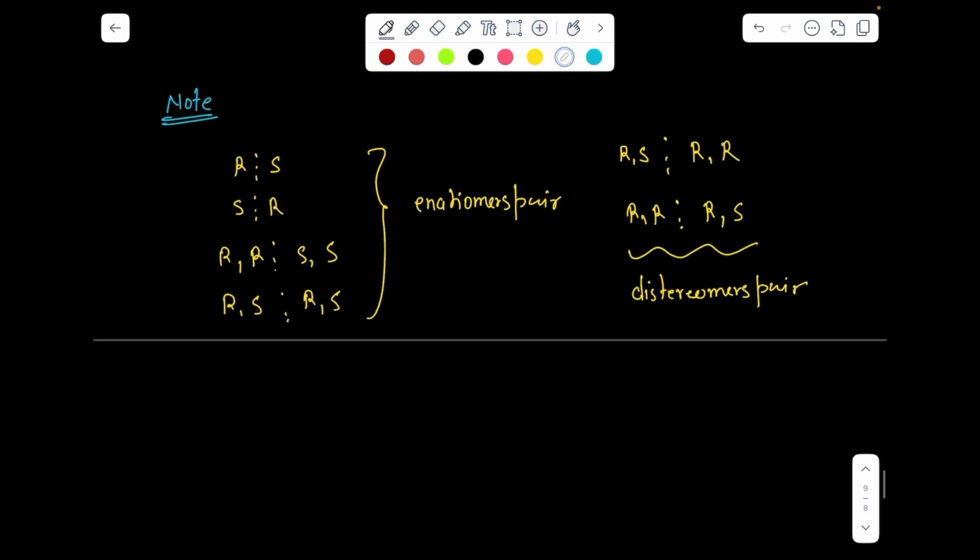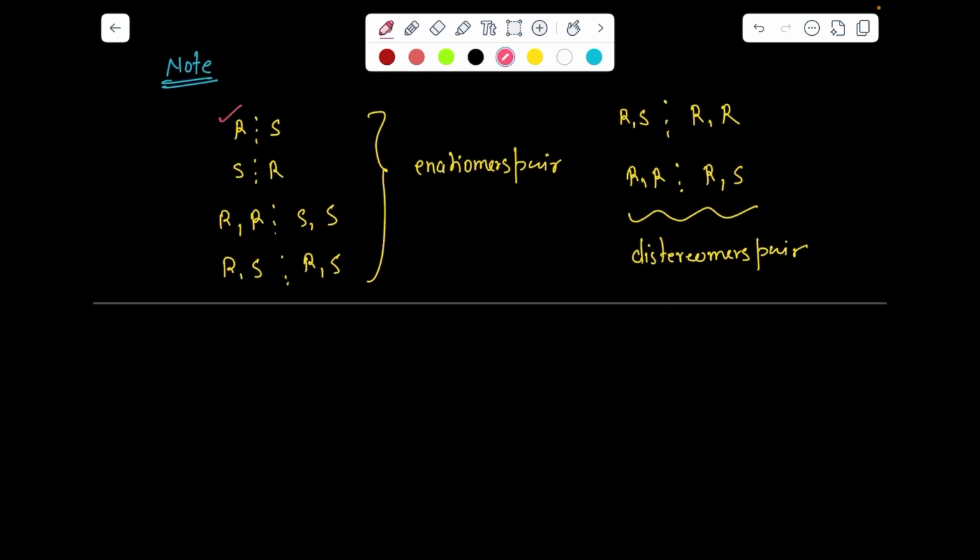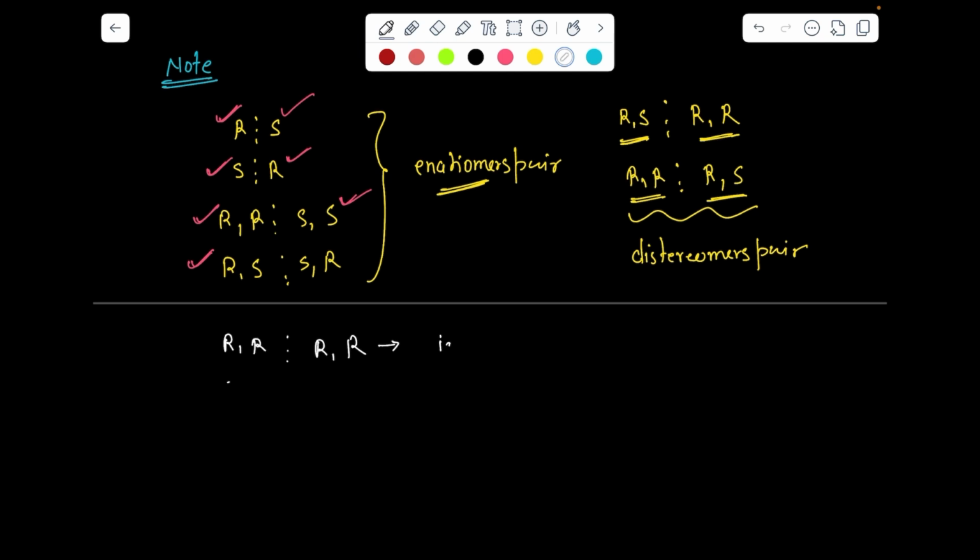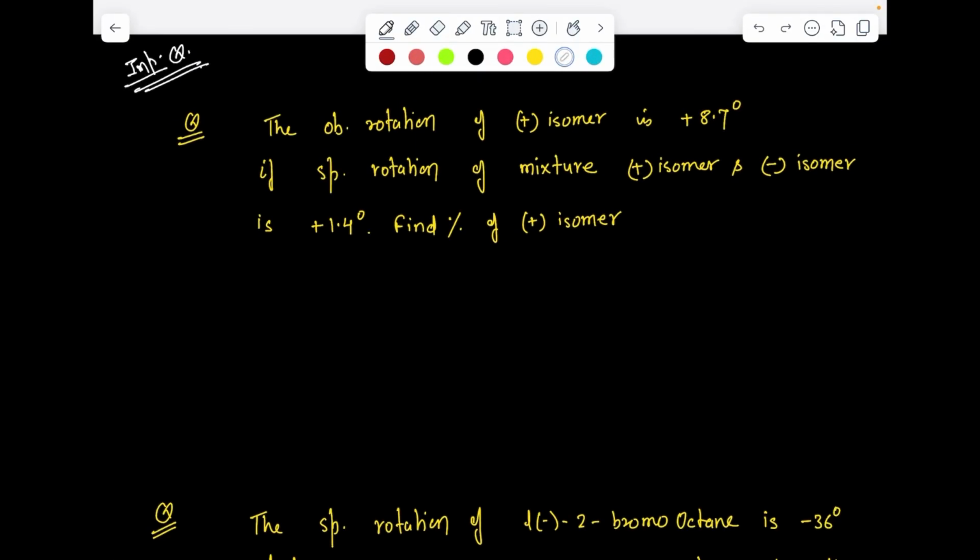Now next, this is a small note: the mirror image of R is S, or the mirror image of S is R, or the mirror image of RR is SS, or the mirror image of RS is SR. Then we can say these are an enantiomers pair. But if the mirror image is not 100% reversed, like RS becomes RR, or RR becomes RS, it's a half change, so that is called a diastereomers pair. And if the RR mirror image comes as RR, then we can say these are identical, RS, RS, so these are identical.